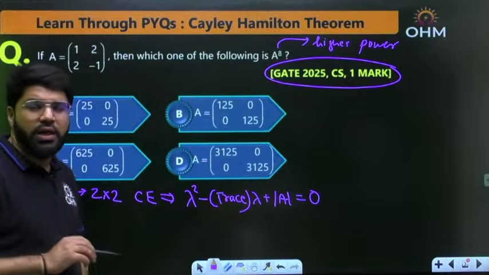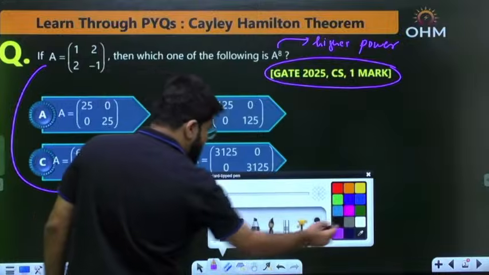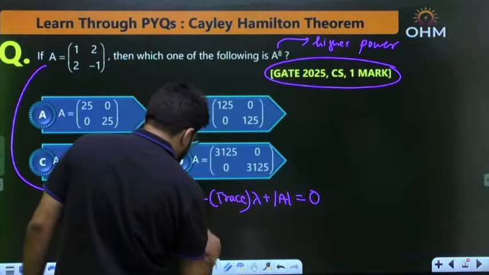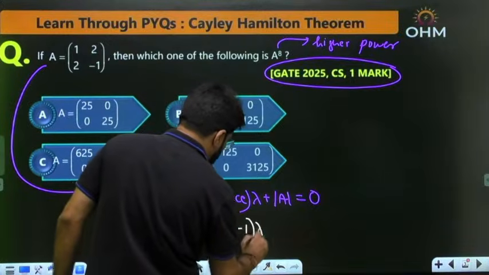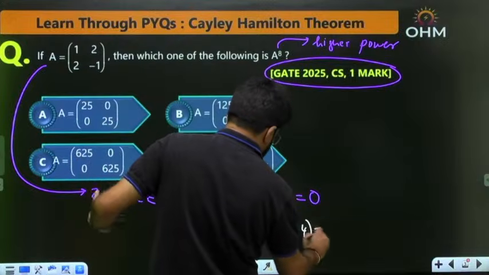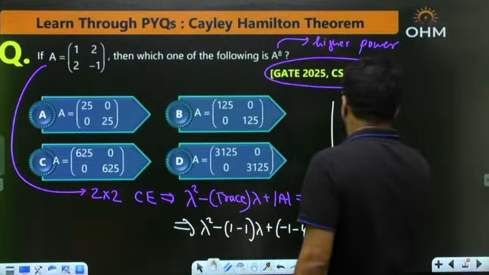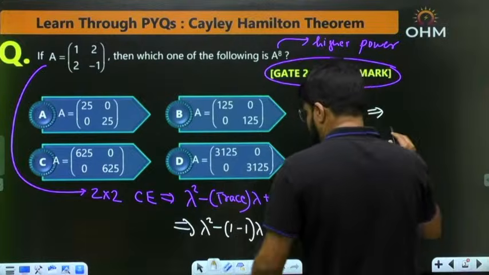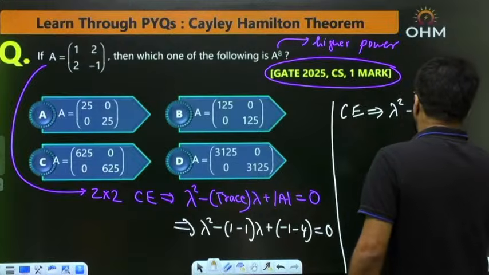Keep solving, and if you get any answer, please do let me know. Now what is the trace of the matrix here? Trace is the sum of the diagonal numbers, 1 minus 1, into lambda, plus the determinant, minus 1 minus 4, just cross multiplied. So what is this characteristic equation in front of you now? The trace 1 minus 1 is 0. So only lambda square minus 5 equal to 0.